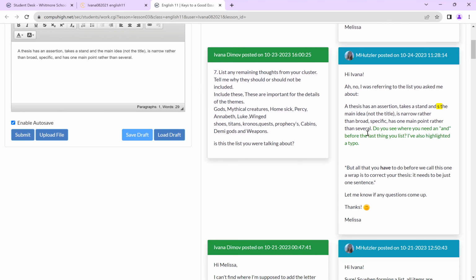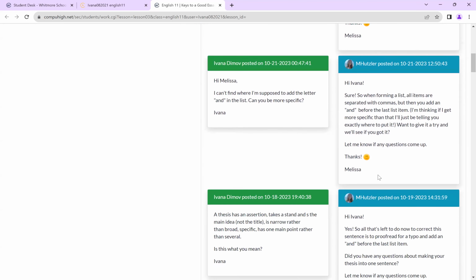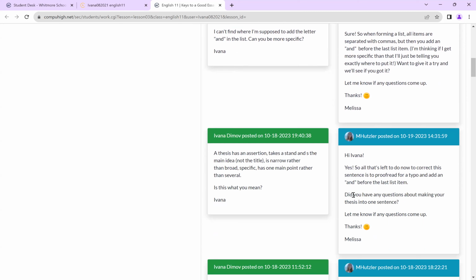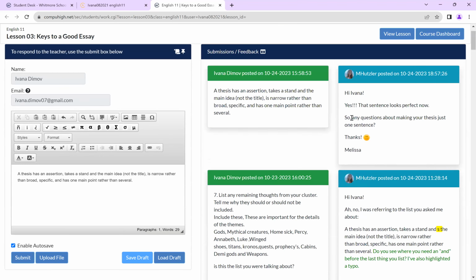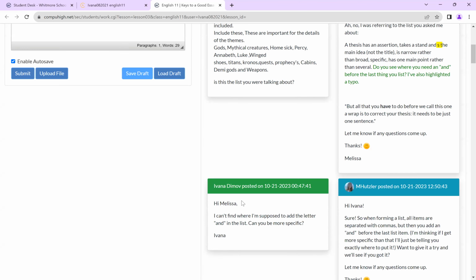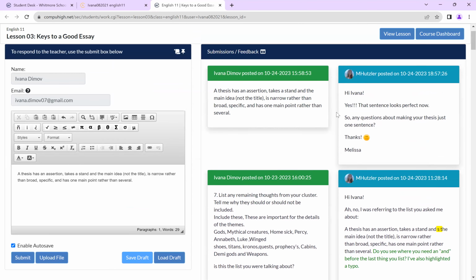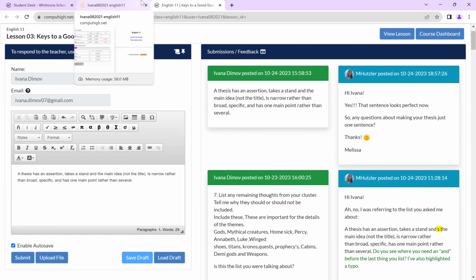Somewhere down here, I remember her saying that. See, did you have any questions about making your thesis into one sentence? And now she's saying, any questions about making your thesis just one sentence? I don't know why she wants it one sentence though. Well, it is one sentence. So I don't understand why she's asking me that still. I don't know. I would create a message that says I am ready to move forward on my essay. All right.